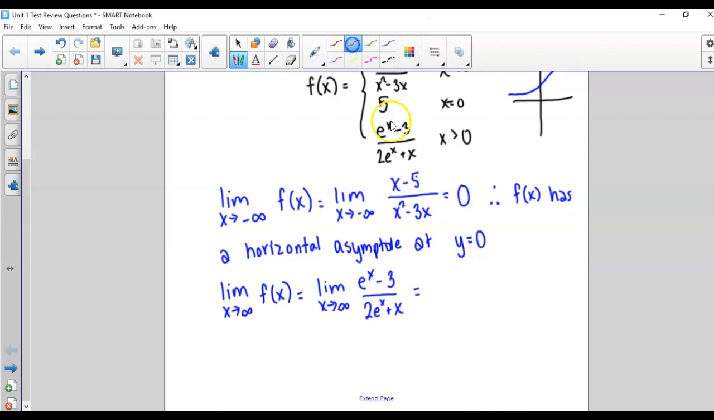So if we see an e to the x, that exponential is going to grow a lot faster than any x. So whenever we do this problem, you can think of dividing all of these by e to the x if you want. Then you have 1 minus 3 over e to the x over 2 plus x over e to the x. So this we know would be 0 because it's a number over something that has a variable. Here, this is also going to be 0 because the e to the x is much larger than the x on the top. So in this case, we're just going to get 1/2.